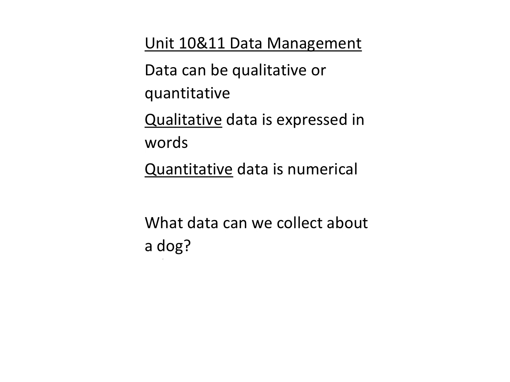So if I'm looking for qualitative data about a dog, I might look at the breed of the dog. I might look at the type of hair the dog has. Is it long hair? Is it curly haired? I might look at the name of the dog. These are all qualitative types of data. So they're not expressed in numbers, just in words.